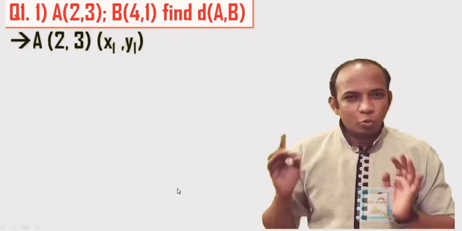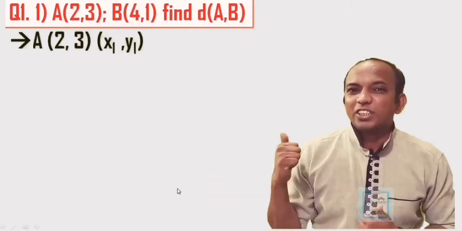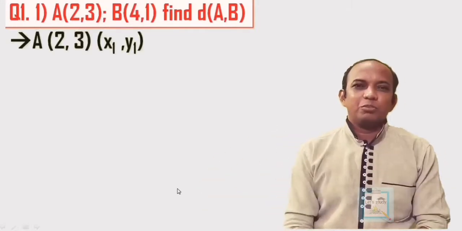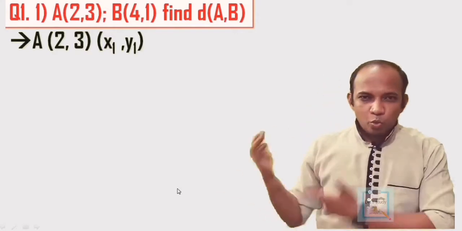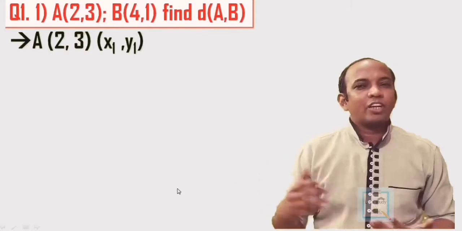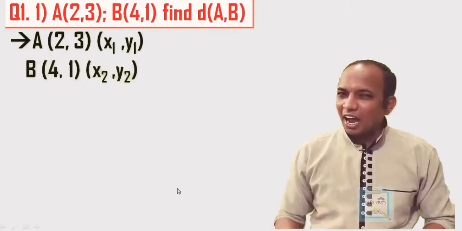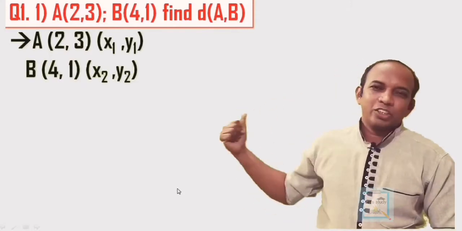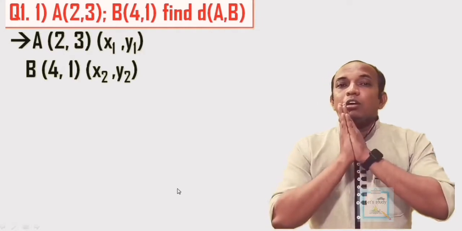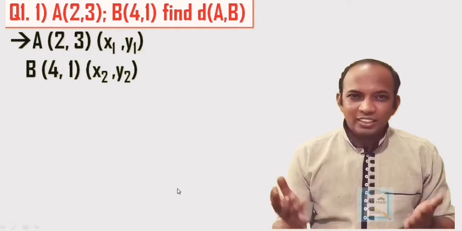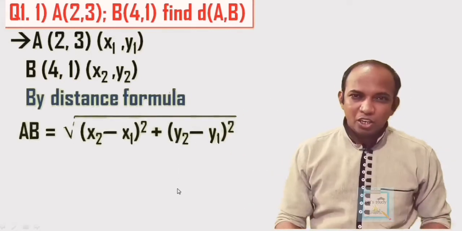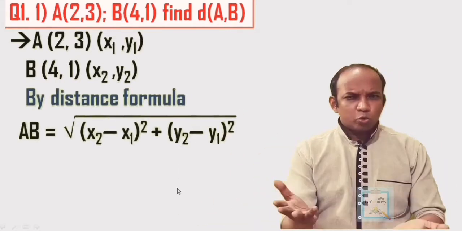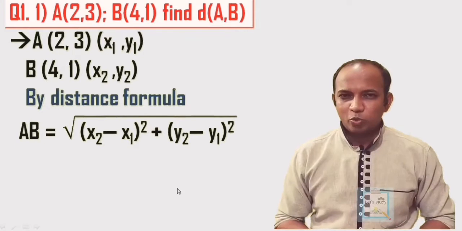So here is the first sum on your screen. It is 5.1, question number 1, and the first question says that I need to find the distance between points A and B, where the coordinates of A are 2 and 3, that is x1 and y1, and the coordinates of B are 4 and 1, that is x2 and y2. Now of course we are going to utilize the distance formula. By the distance formula, what do we have? We have AB equals under root of x2 minus x1 the whole square plus y2 minus y1 the whole square.